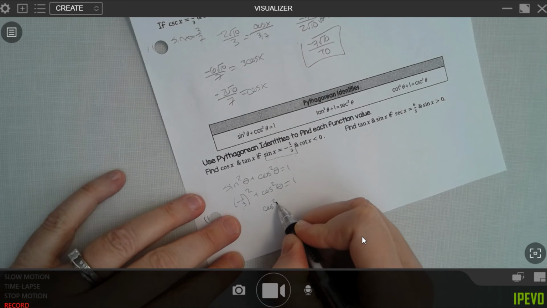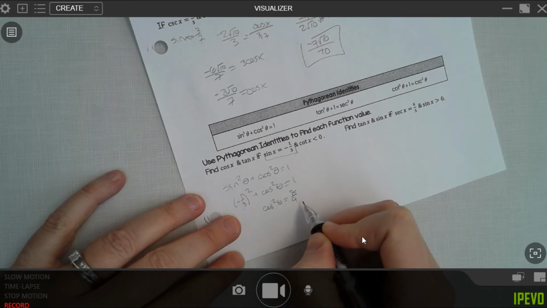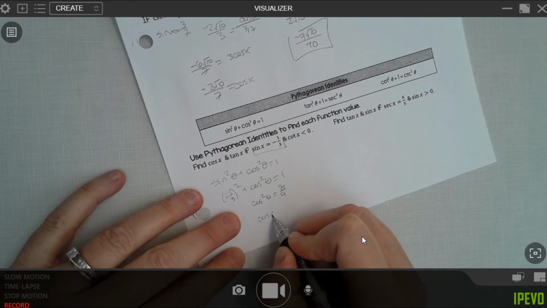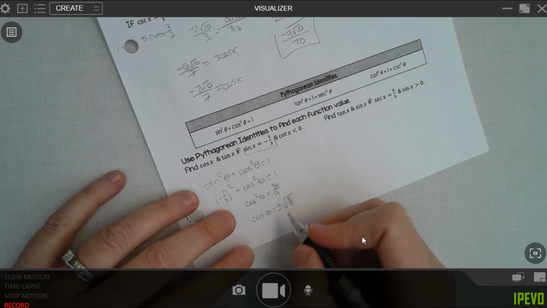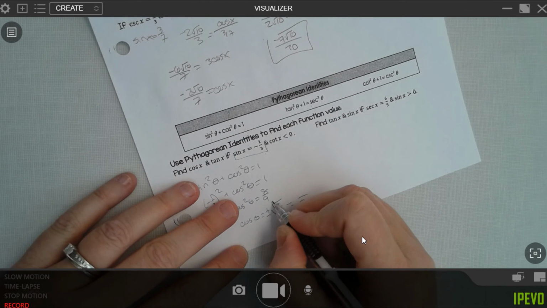And I get cosine squared theta equals 8/9. So if I square root both those sides, I get plus or minus the square root of 8 over 9, square root at the top, and I'm going to reduce the top. So this breaks into 2 radical 2.